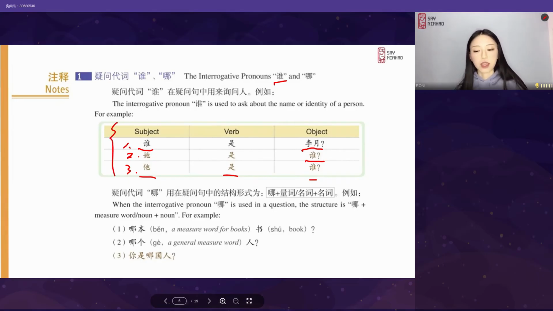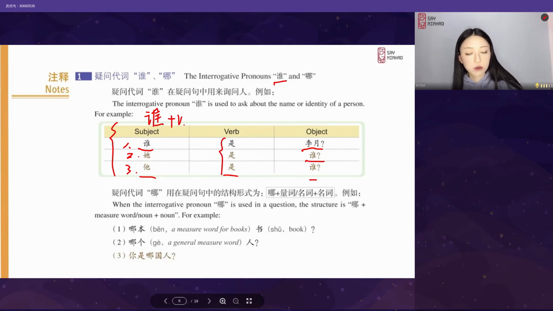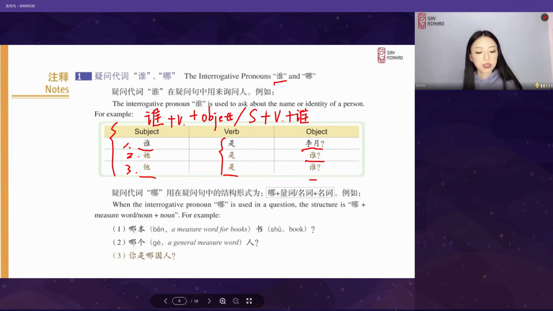So we can see the structure of this 谁 questions. Okay, we can see the structure is 谁, which means who, plus a verb. It is usually 是, right, 是 plus a verb and plus an object for the verb. Or another structure is the subject plus a verb plus 谁. Okay, these are the two structures for the 谁 sentences, 谁 questions.